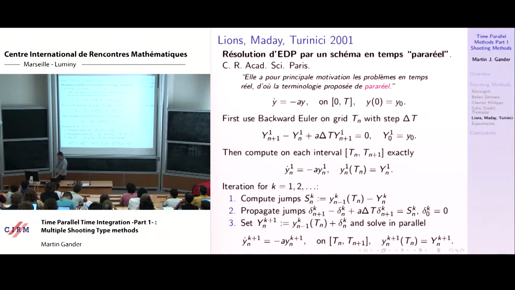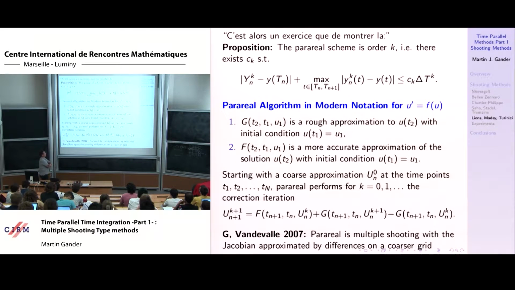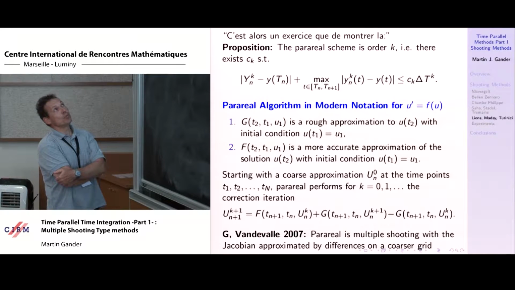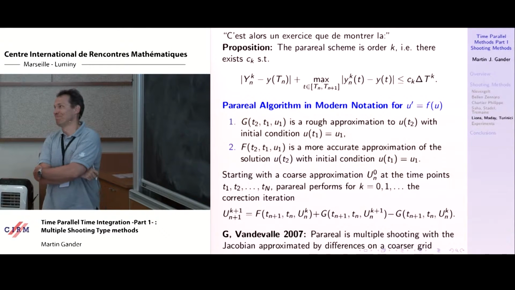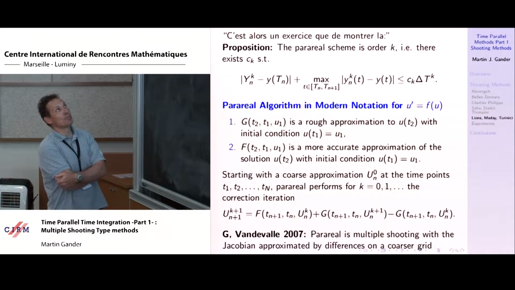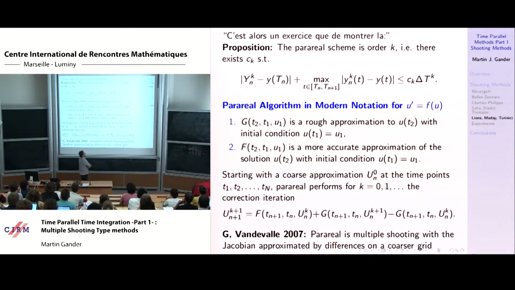So, what do they do in this paper? C'est alors un exercice que de montrer la proposition. The parallel scheme is order k, which means that there exists a constant c that depends on k, such that the error after k iterations of this algorithm is bounded by this constant, which will depend on k, times delta t, which is the interval of these shooting steps that you do, to the power k.